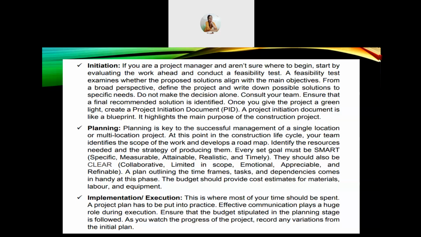Next, number 2, planning. So planning is the key to the successful management of a single location or multi-location project. At this point in the construction life cycle, you and your team should define or identify the scope of the work, which develops a roadmap. You have to identify the resources needed and the strategy of producing them. Every set goal must be SMART. SMART meaning specific, measurable, attainable, realistic, and timely.